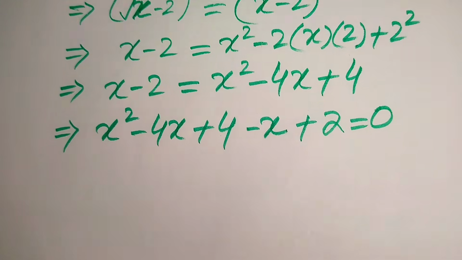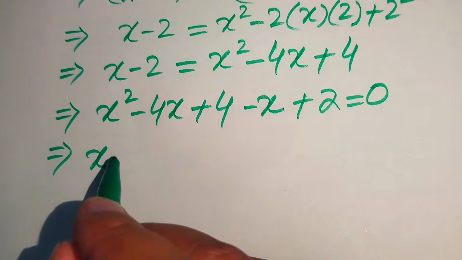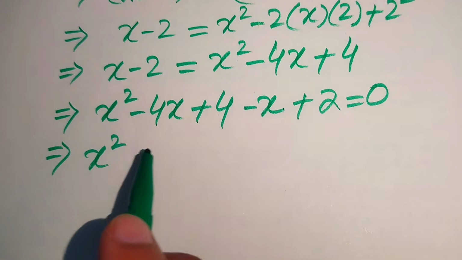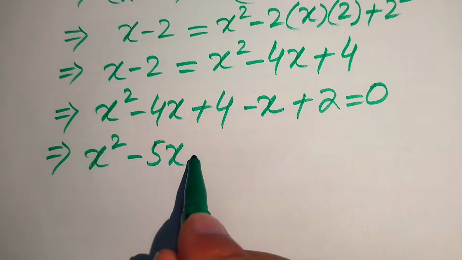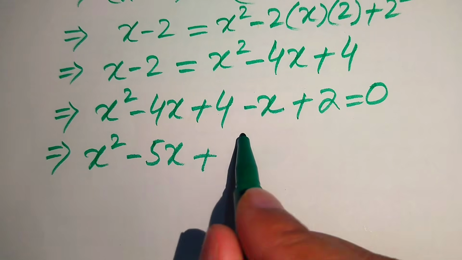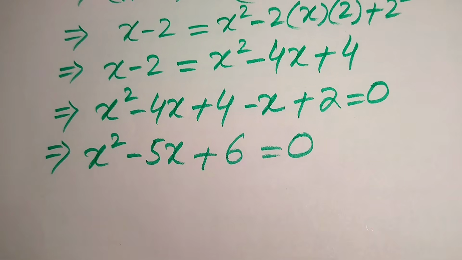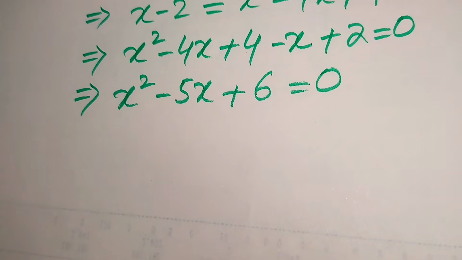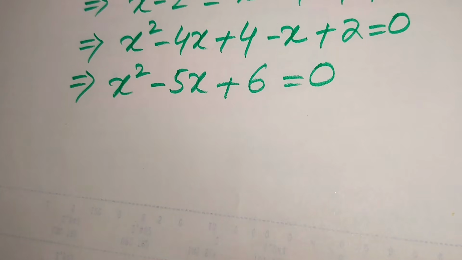So further in the next step we need more simplifications here, and we add or subtract the like terms. So this is x² − 4x − x becomes −5x, plus this 4 plus 2 becomes 6, and this whole equation is equal to 0. So you see that after a little bit of simplification we get our given equation into the quadratic form, and here we use the factorization technique to make the factors of this equation.